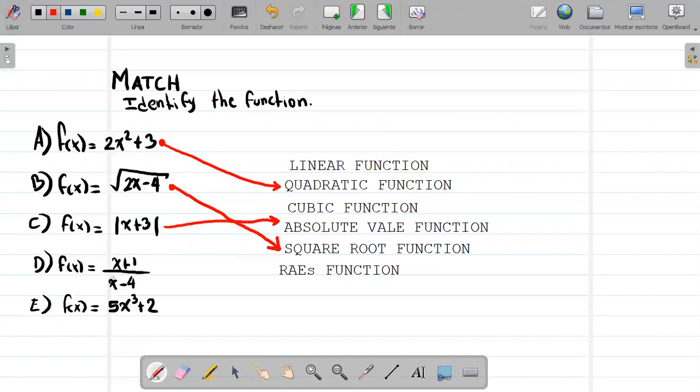This one, x plus 1 over x minus 4. I don't know, x plus 1 looks like some linear function, but then I have below x minus 4. So I think this one is a rational algebraic function or a reciprocal function. The reason is it has the x in the denominator, and this is more powerful than having an x to the power of 1 in the numerator. So in this situation, I have the denominator variable, it's related with this rational function. And finally, I have 5x to the power of 3 plus 2, which will be a cubic function. Simple like that.